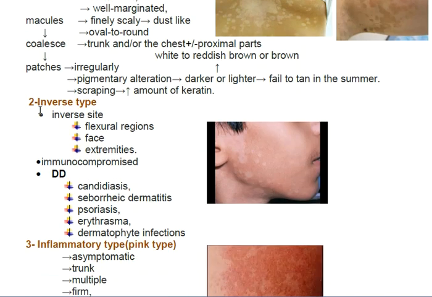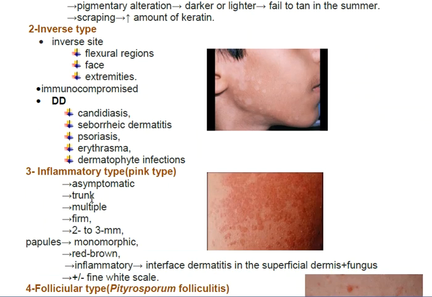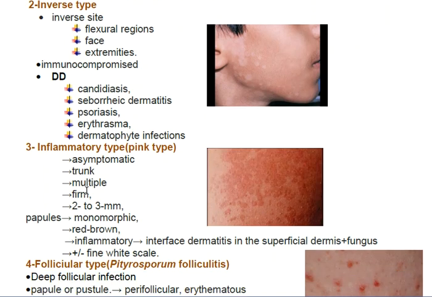The inverse type is found in flexural regions, the face, and extremities. It is found in the immunocompromised. Differential diagnosis: candidiasis, inverse psoriasis, erythrasma, seborrheic dermatitis, and dermatophyte infection. There is also the inflammatory type, which is the pink type: papules, monomorphic, red-brown, firm, on the trunk, asymptomatic. Inflammatory type has interface dermatitis in the superficial dermis plus fungus. Maybe or maybe not, we can find the scales.